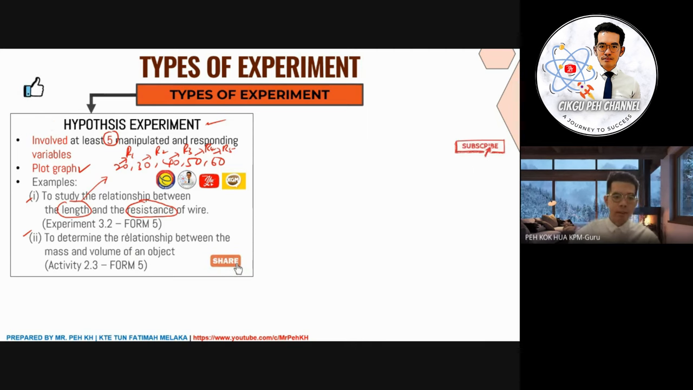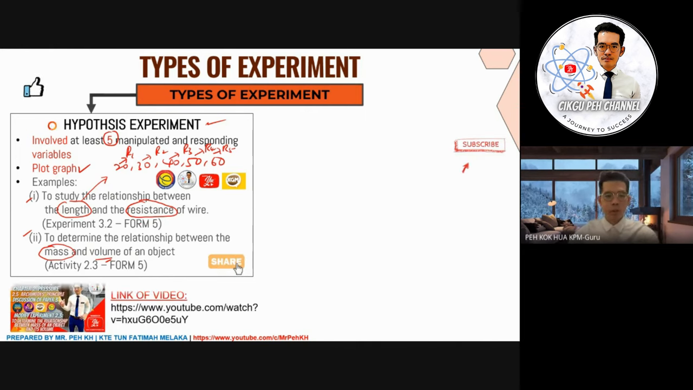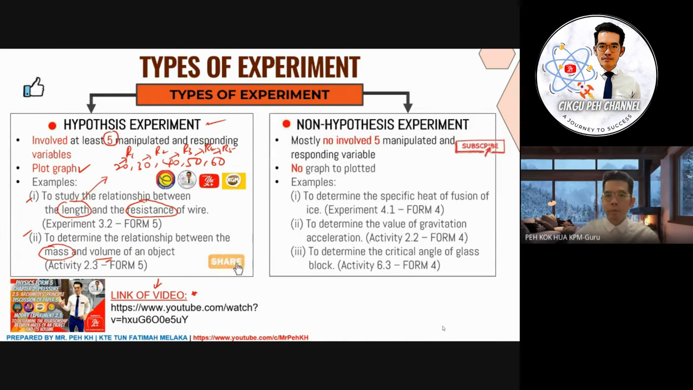Then the second one is that different masses will affect the value of volume. Okay, this experiment I also already discussed previously. So you may go to the link of the video stated here and get more information about this type of experiment. Okay, the next type of experiment is known as a non-hypothesis experiment.